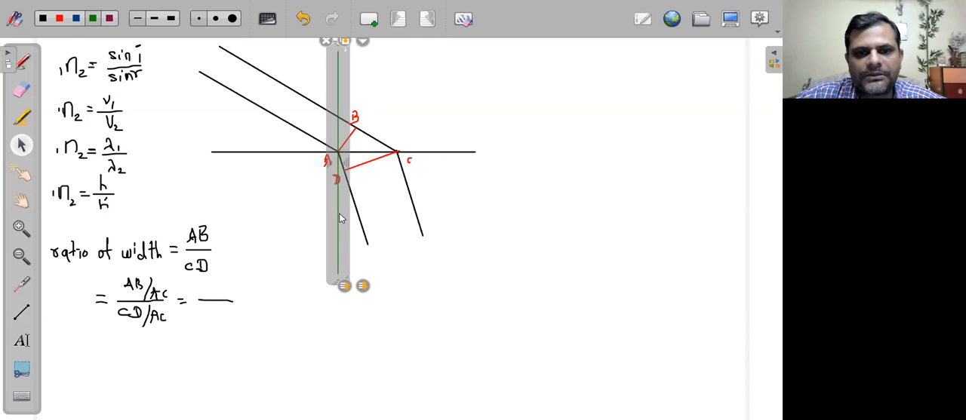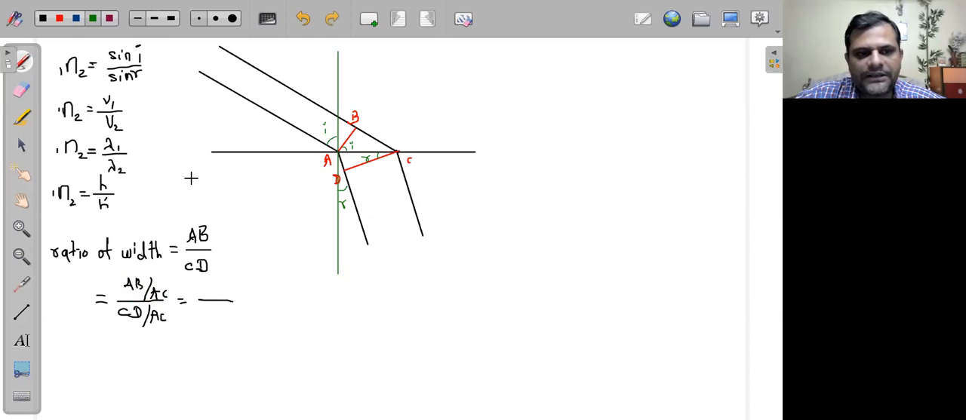So the angle made by the incident ray with the normal is called as actually the angle of incidence. This is actually going to be the angle of incidence. And we already proved that this is also going to be the angle of incidence, no doubt. And here, this is going to be actually the angle of refraction. And we already proved in the theory that this one here is going to be actually the angle of refraction, no doubt.